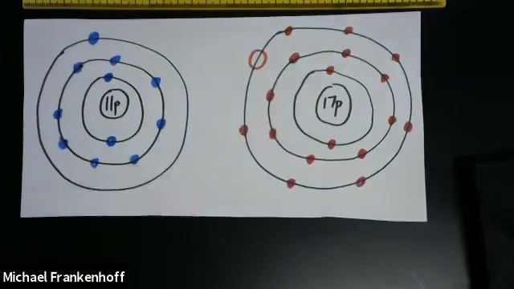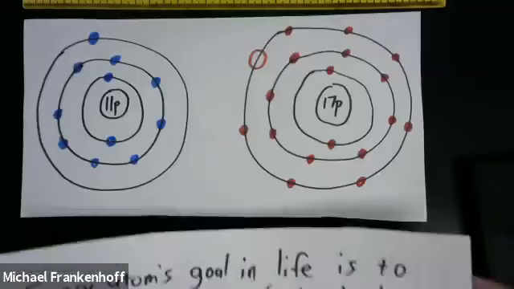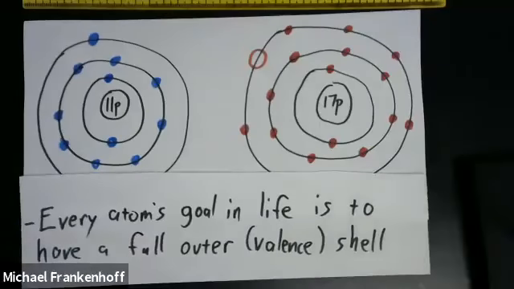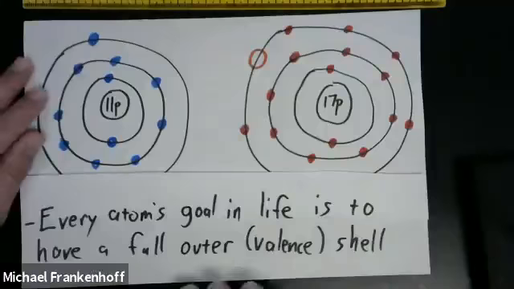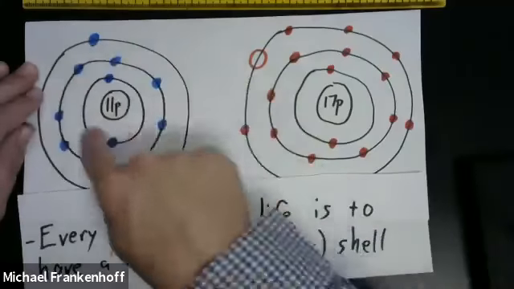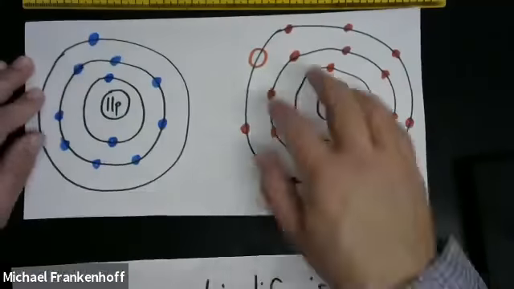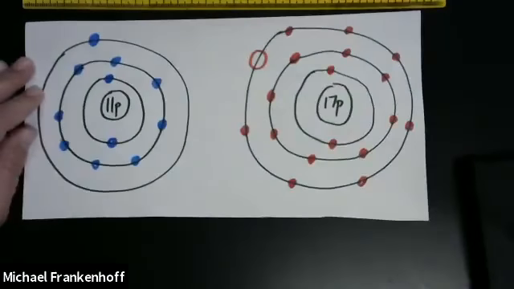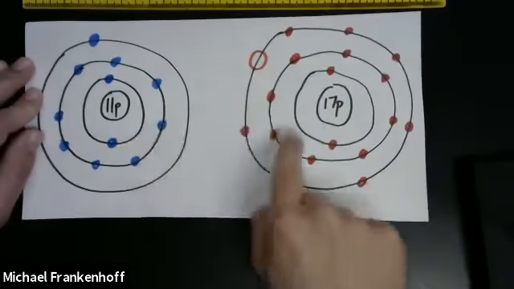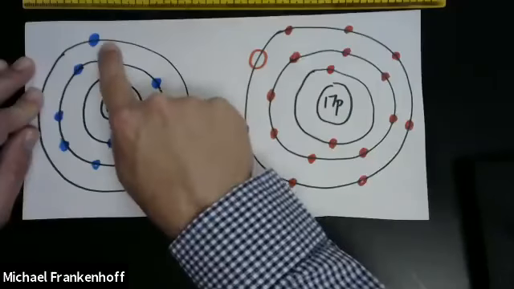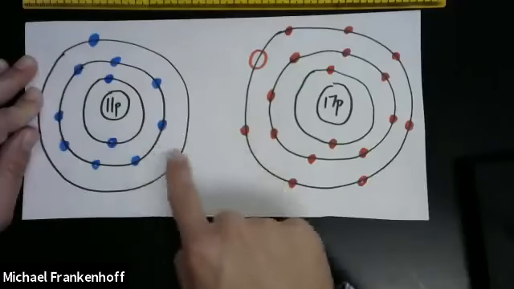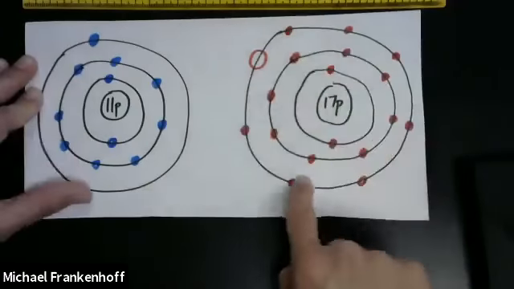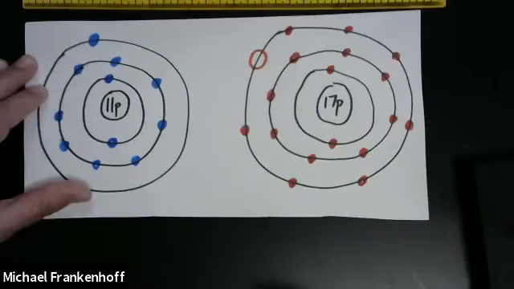One thing we need to realize is that every atom's goal in life, its crowning achievement, is to get its outer energy level filled with electrons. We could call that its valence shell or its valence energy level. Some people call the energy levels shells. So neither one of these guys is happy. Why not? Well, look, sodium's only got 1 in its outer energy level. It would love to have 8 if it could get there. And chlorine's not happy. It's only got 7. It would love to have 1 more.